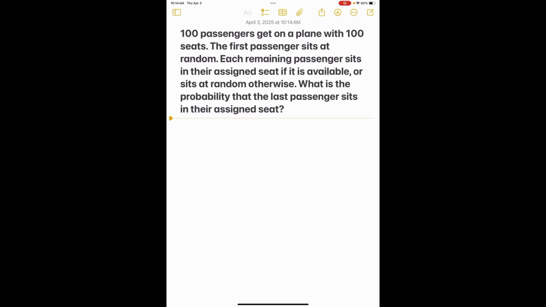Today we're doing an interview question, rather a famous interview question, known as the 100-seat problem. And it goes like this. 100 passengers get on a plane with 100 seats. The first passenger sits at random. Each remaining passenger sits in their assigned seat if it's available, or sits at random otherwise. What's the probability that the last passenger sits in their assigned seat?